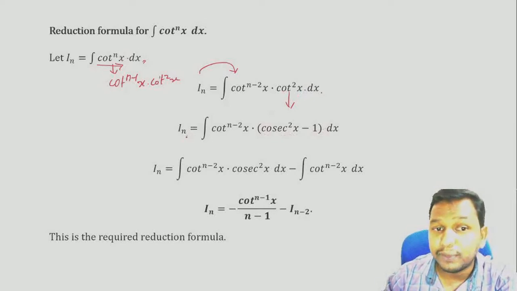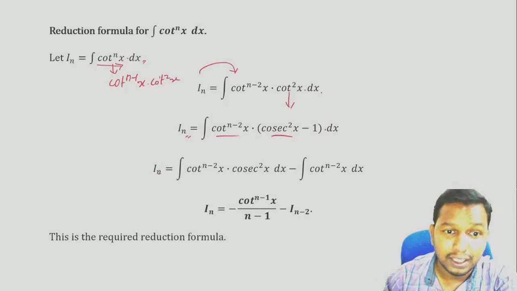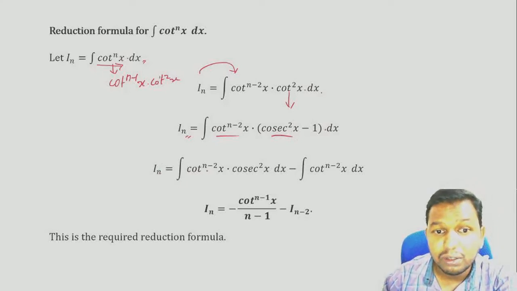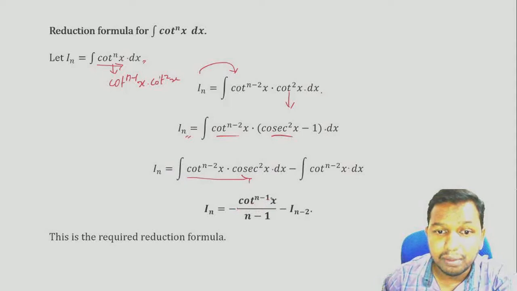Therefore, in the next step we have I_n equal to the integral of cot^(n-2) x into (cosec^2 x minus 1) dx. Multiplying, we get two terms: I_n is equal to the integral of cot^(n-2) x cosec^2 x dx minus the integral of cot^(n-2) x dx. If we integrate, we have minus cot^(n-1) x divided by (n minus 1) minus I_(n-2).